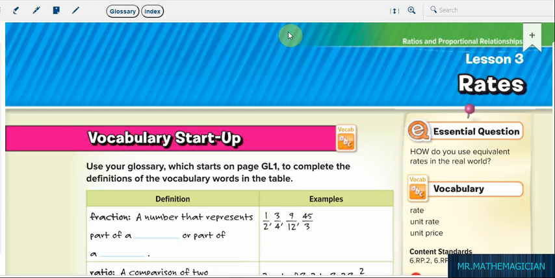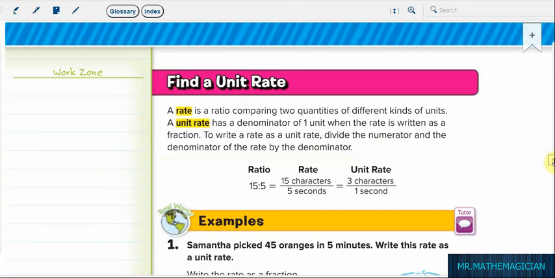This is Mr. Mahmoud. This time we are explaining a new lesson, number 3, rates. How can we find the rate and how can we find the unit rate? This is what we are going to discuss this time. So if you have your books, please open on page 32.